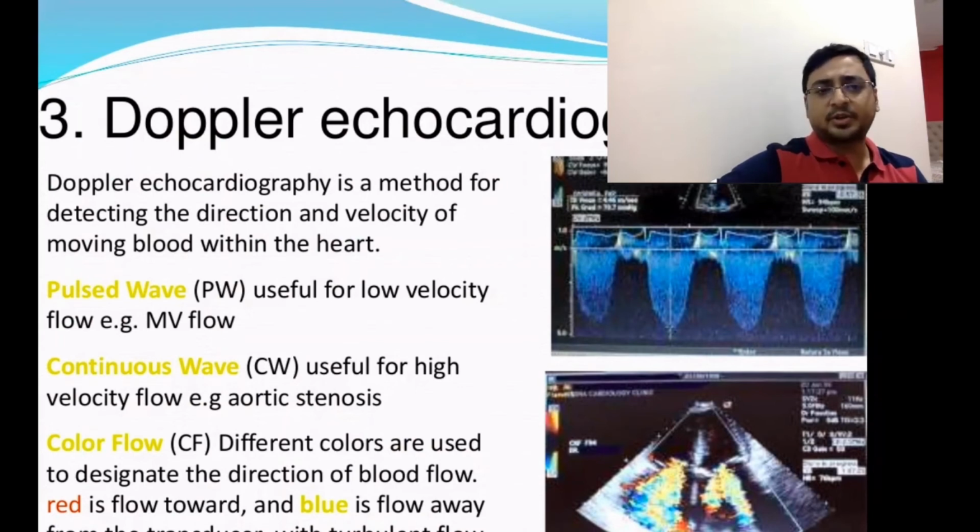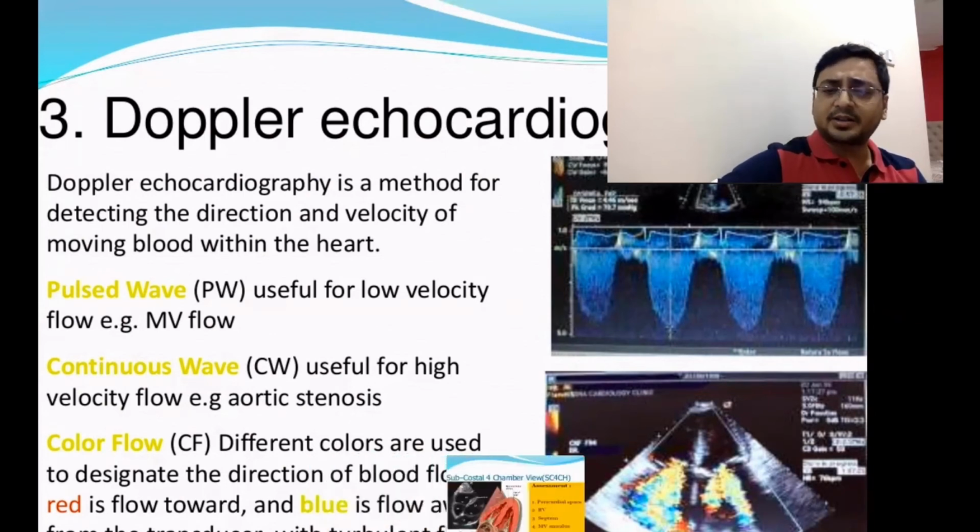In the Doppler echocardiogram, we use two types: one is pulse wave Doppler, which is useful for low velocity flow, and the other is continuous wave Doppler for high velocity flow. With these two types of Doppler examinations, we can see the gradient across the valve in cases of stenosis. We can also see the regurgitation, and this Doppler, along with the color mode, is very useful in the diagnosis of various valvular heart diseases.